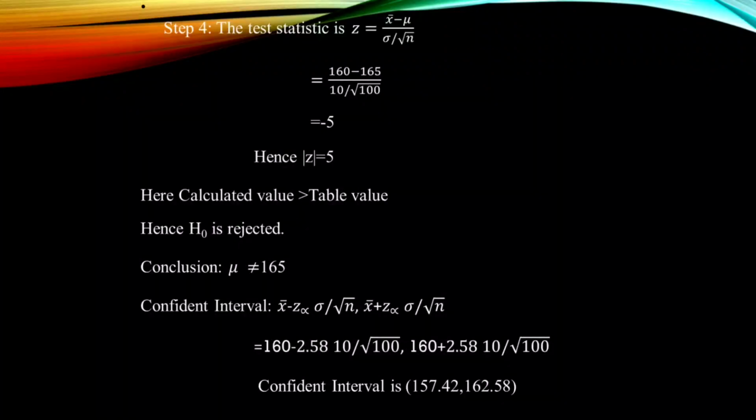Now let us find the confidence interval. We know that the formula is x bar minus z alpha sigma by root n, comma x bar plus z alpha into sigma by root n. So in the place of x bar we are replacing 160. In the place of z alpha, since the level of significance is 1%, we have z alpha value is 2.58, sigma value is 10 and n value is 100. By substituting those values, we have the confidence interval is 157.42 comma 162.58, which is the required confidence interval.